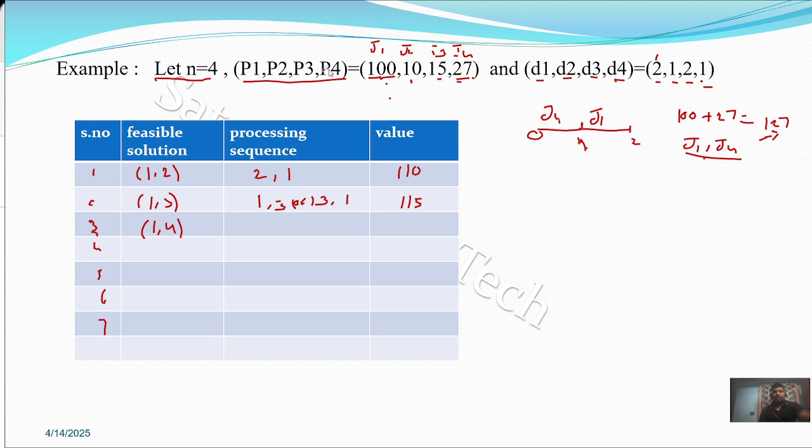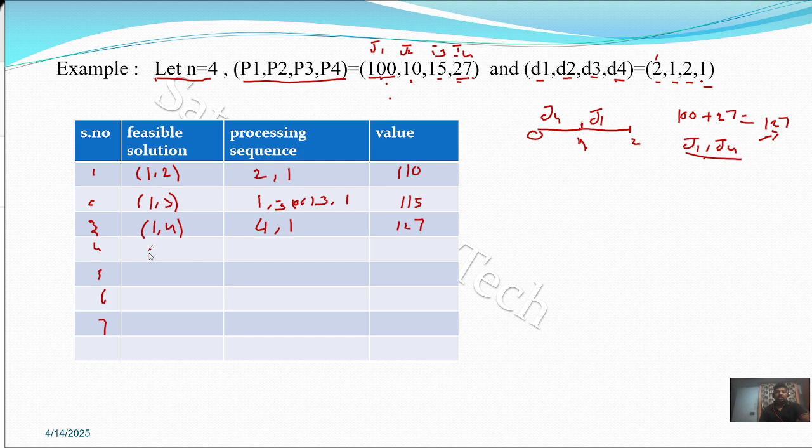So what are job 1 and job 4 here? 100 plus 27. What is the deadline for job 1 and job 4? Here the deadline is 2, here it is 1. So for job 4 you can complete it first, then you can complete job 1. So what will get the maximum profit here? 127 is the profit.